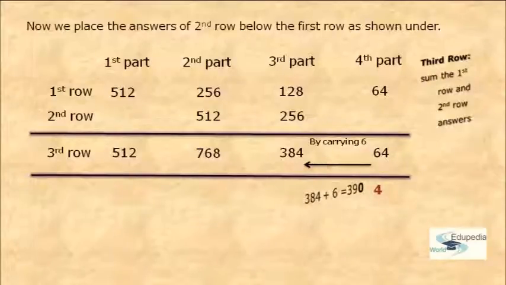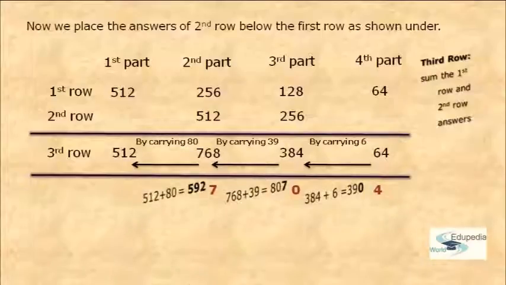Now by adding 384 with the carry on 6, we will get 390, but 390 is a 3-digit number, and there should be only one digit, so we take the digit in ones place, that is 0, and write that 0 in the answer like this, and the remaining number 39 is taken as carry on to the second part. Again, by adding 768 with the carry on 39, we will get 807. But 807 is a 3-digit number, so we take the digit in ones place, that is 7, and write it in the answer, and the number 80 is taken as carry on to the first part. Now by adding 512 with the carry on 80, we will get 592. Since there are no other parts to take carry ons, we write the whole answer, 592, as it is in the first part.